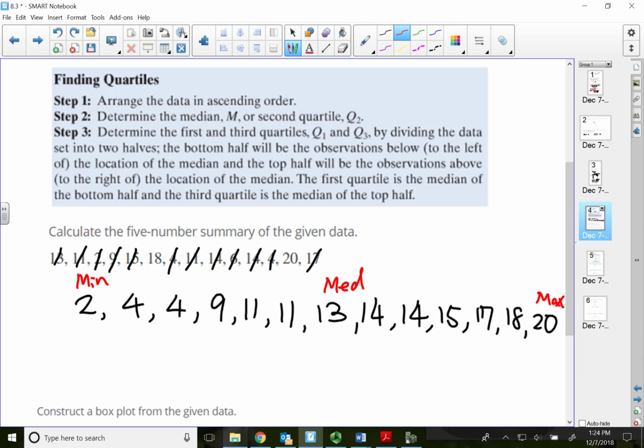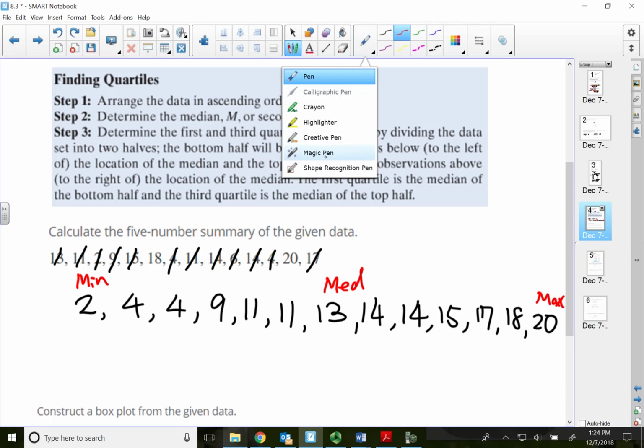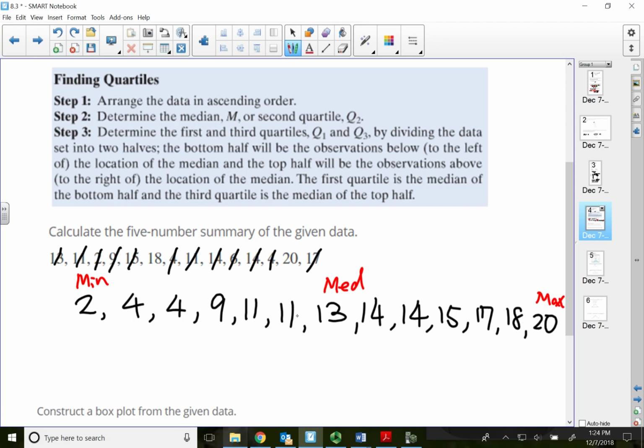Now I want you to look to the left side of my median. From the minimum to the median, we can find another median. 1, 2, 3, 4, 5, 6, 7. If I find another median between the minimum and the median, the median of the first 50 percent of the data is going to be 9. So that's Q1.